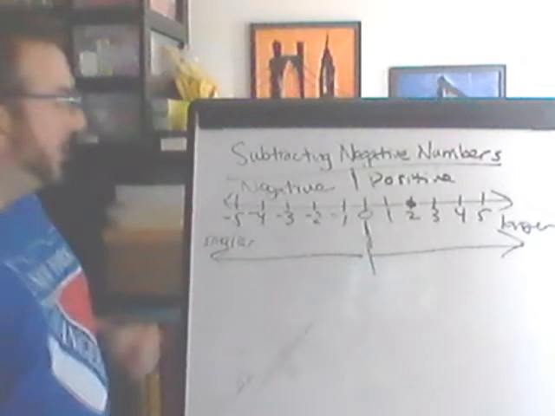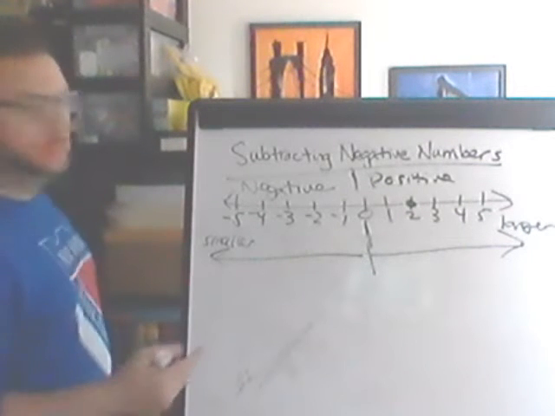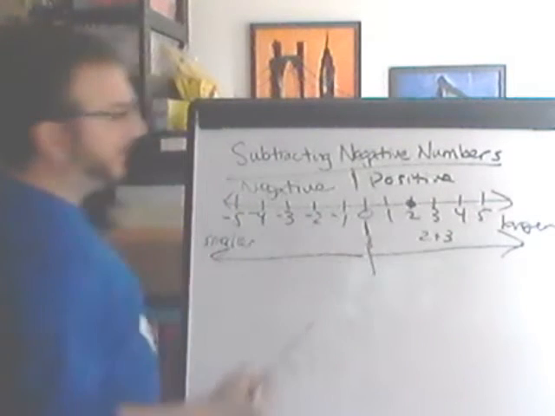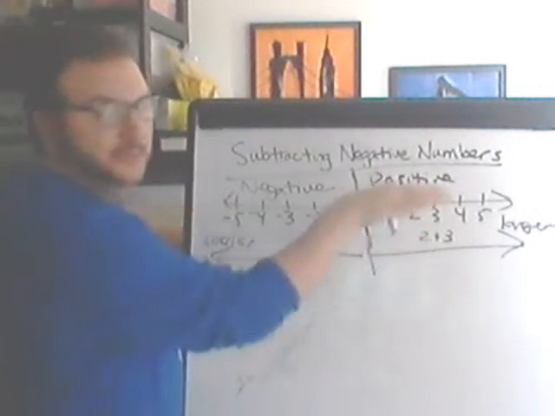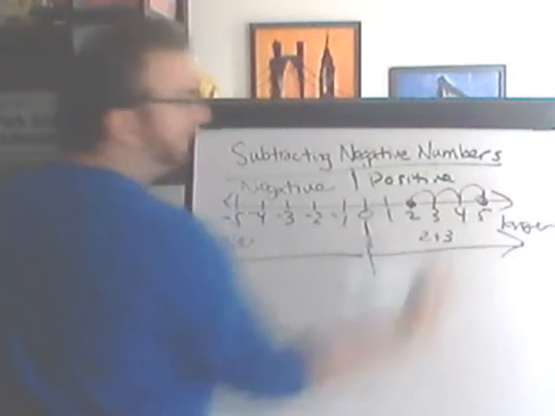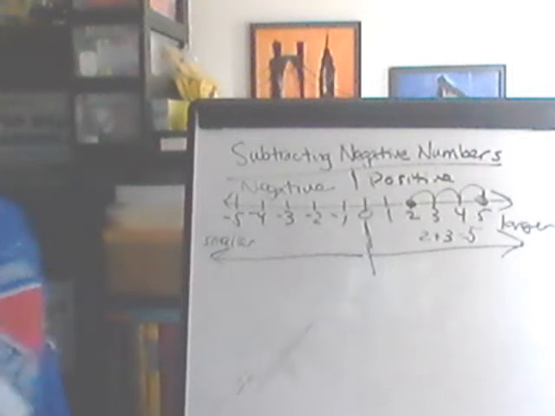Now, if I wanted to add 3 to 2, a normal 3, if I had a problem 2 plus 3, right? I would go to the right 1, 2, 3 steps, and I'd get a +5, right? Because 2 plus 3 equals 5.